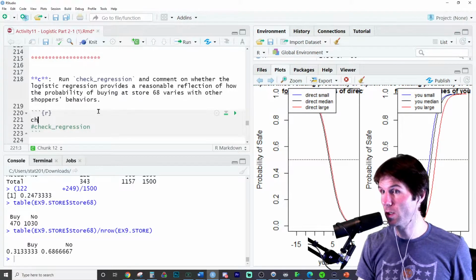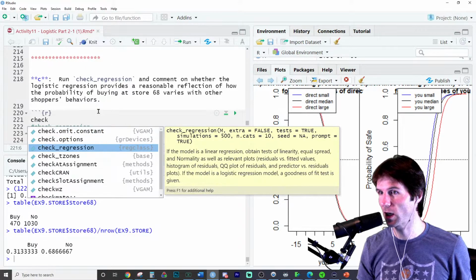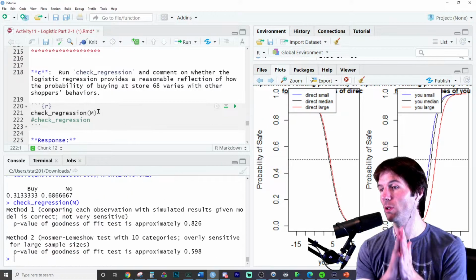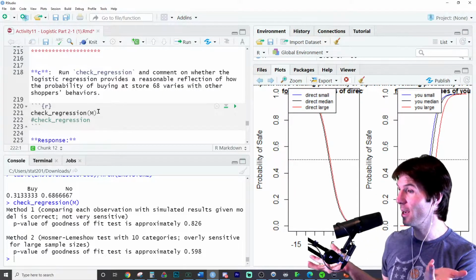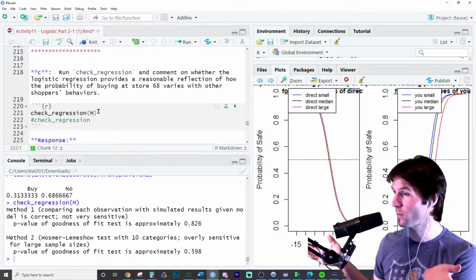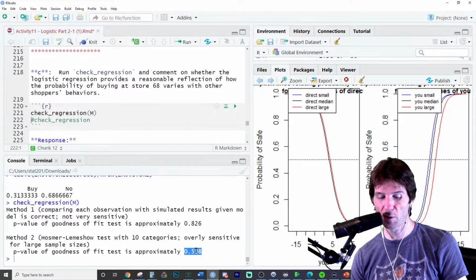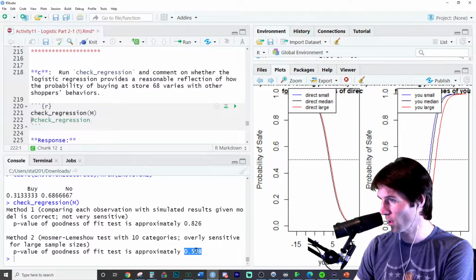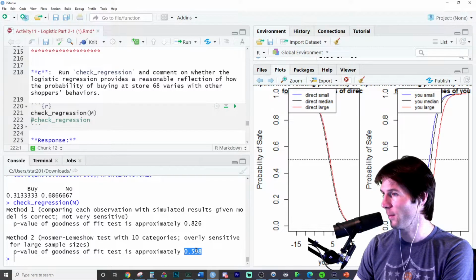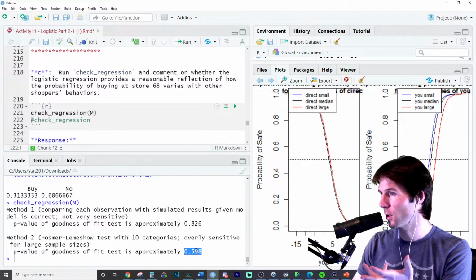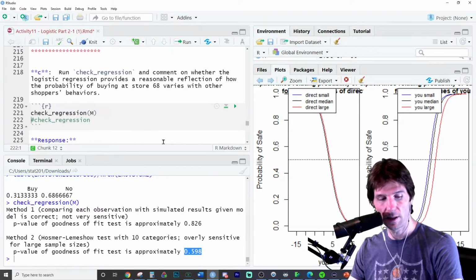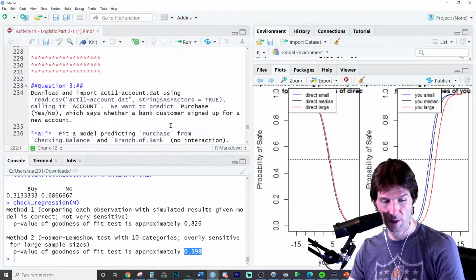And you want your p-values to be high on check regressions because check regression has the null that there is not an issue. Not the best of models, but it doesn't have issues. It doesn't have issues because the p-value here is high, indicating to us we do not reject the null hypothesis that the model is a good fit. The null is that the model is a good fit, and the alternative is that the model is a bad fit. And we're doing pretty good on that.